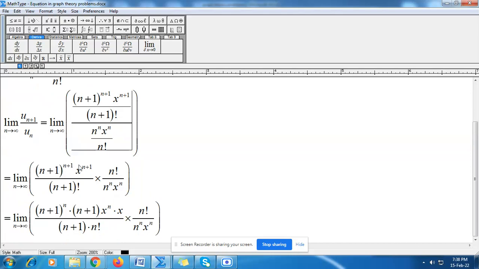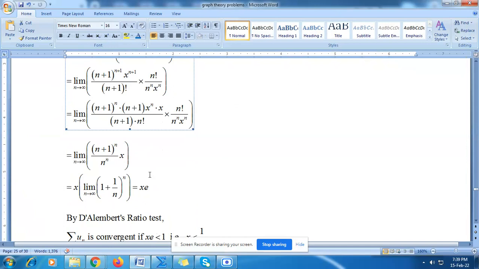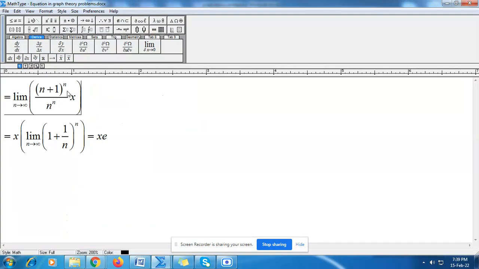(n+1)^n · (n+1) · x^n · x, and (n+1)! can be written as (n+1) · n!, n^n · x^n. Then simplify this. What happened? We have (n+1)^n / n^n · x.